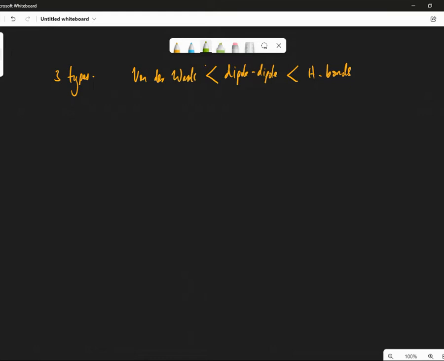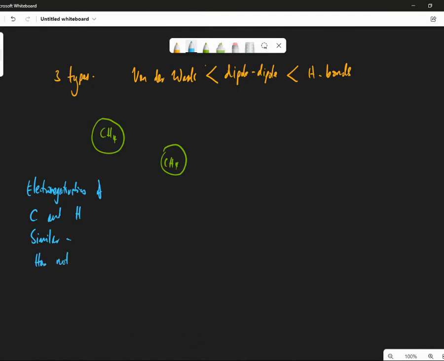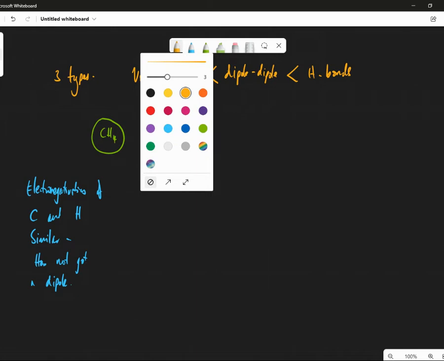Now, I'm sure you've heard me in class talk about this. Let's have a look at a methane molecule with another methane molecule. Now, because the electronegativities of carbon and hydrogen are similar, they're very similar in fact, we say that methane has not got a dipole. In other words, there's no permanent dipole in a methane molecule, because everything's kind of the same. Carbon and hydrogen have very similar electronegativities, and because of that, there's no overall dipole.